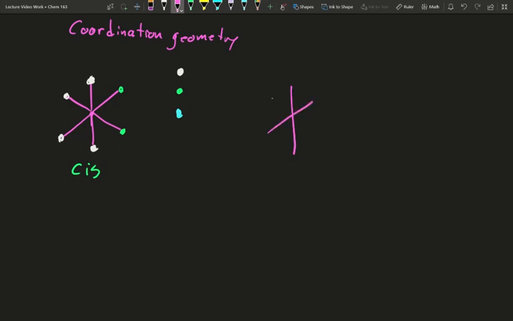However, it was also possible that as we associate these, I could have put the greens on opposite sides of the same axis. If that's the case, they end up being 180 degrees apart. Now, this is the only configuration you can do it. They could be on top and bottom, or they could be on the other axis, but they have to be on the same axis. When this occurs, this is trans.